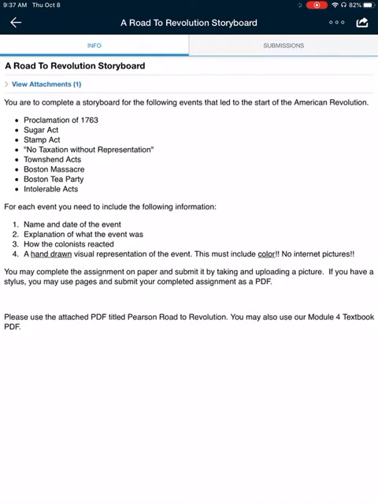Now, if you have drawing skills, please show them off. Let us see the beautifulness of your drawings. Let us be jealous of your drawings. But if you cannot draw like me, do not stress about whether your drawings look good. I'm not judging you. I'm not grading you off the drawing. I'm grading you off of whether the picture shows what the event is.